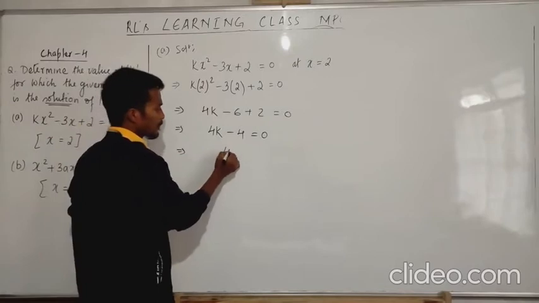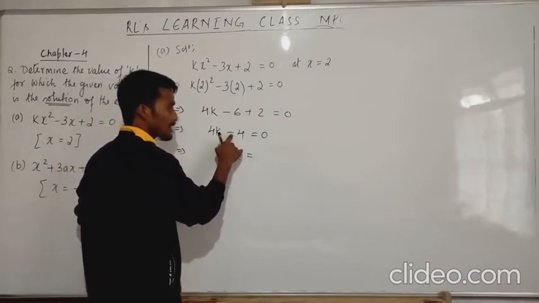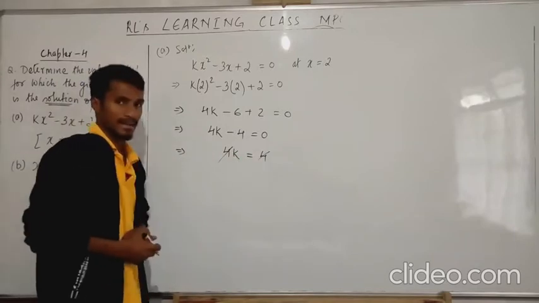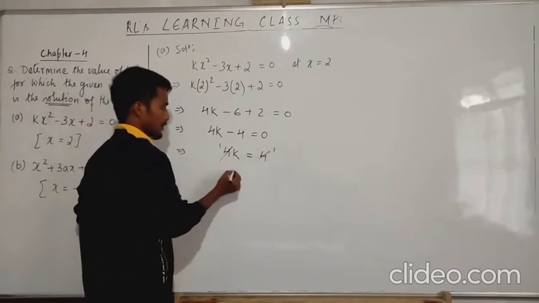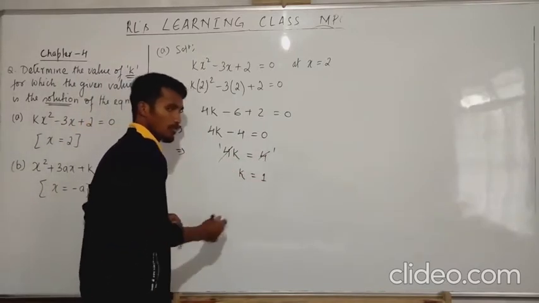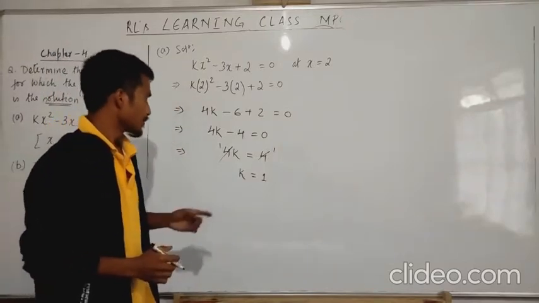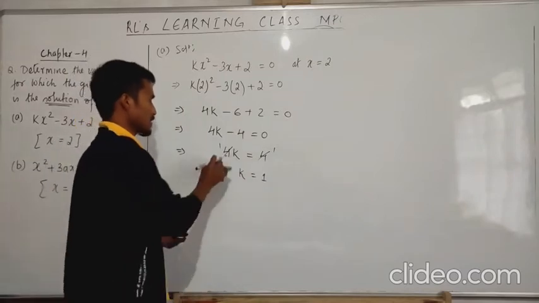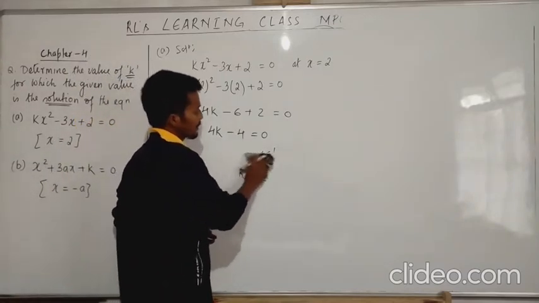Then here 4k equal to this minus, if they can change to plus. Then here 4 and 4 will get cancelled. Then what is left now? k is equal to 1. What's the value of k? 1. Because, if you are confused by this cancellation, then I will write it.